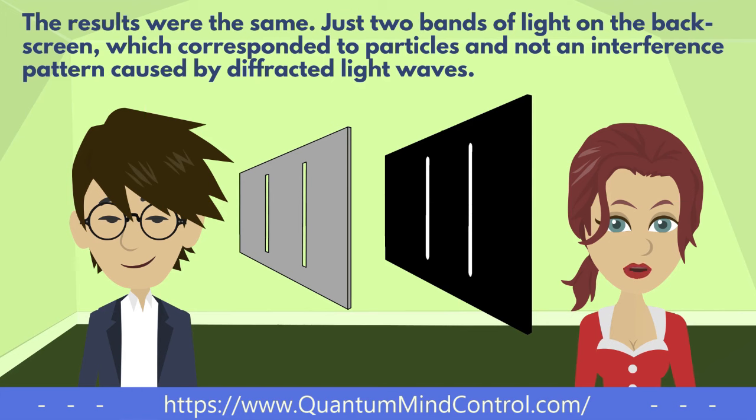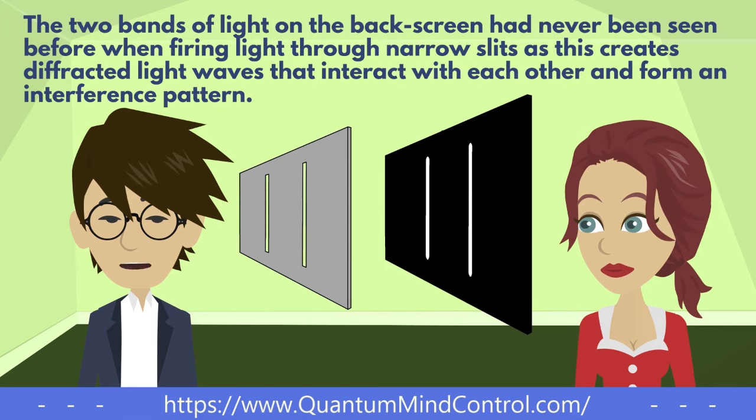Just 2 bands of light on the back screen, which corresponded to particles, and not an interference pattern caused by diffracted light waves. The 2 bands of light on the back screen had never been seen before when firing light through narrow slits, as this creates diffracted light waves that interact with each other and form an interference pattern.